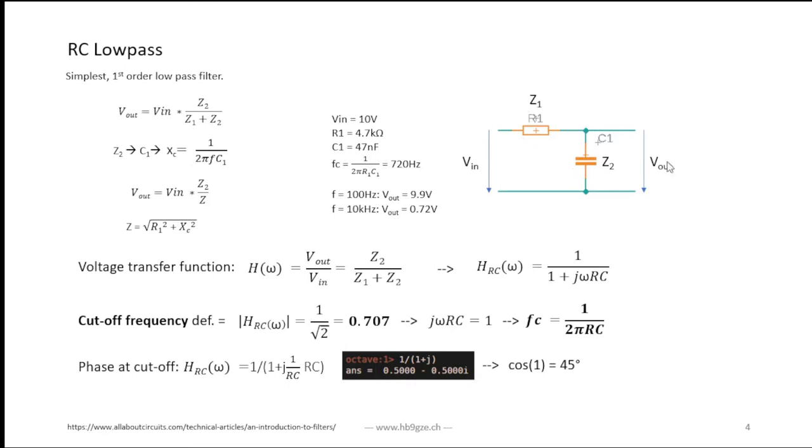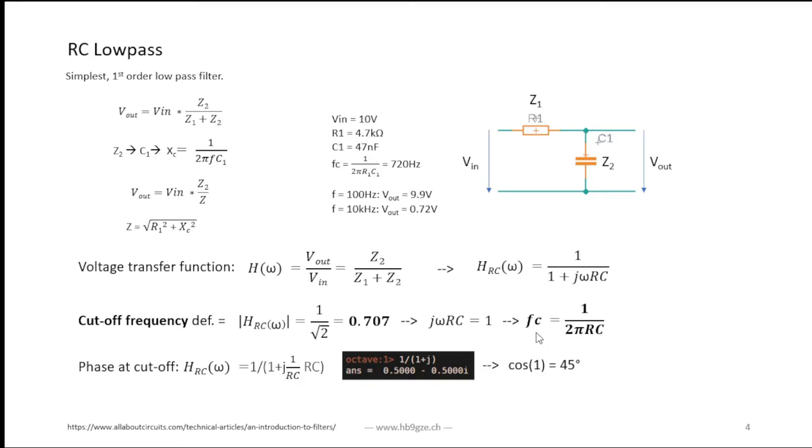And since this is a complex impedance, the impedance of a capacitor, we know it's 1 divided by j 2 pi f C, and we just calculate the transfer function out to in. Z2 divided by Z1 plus Z2 is nothing else but 1 divided by 1 plus j omega RC. So the cut-off frequency, that's by definition 1 divided by square root of 2. That's a definition we made. And so we can calculate the corner frequency in an RC circuit as 1 divided by 2 pi RC. And the phase is turning to 45 degrees at the corner frequency, and at higher frequency it's then at 90 degrees.